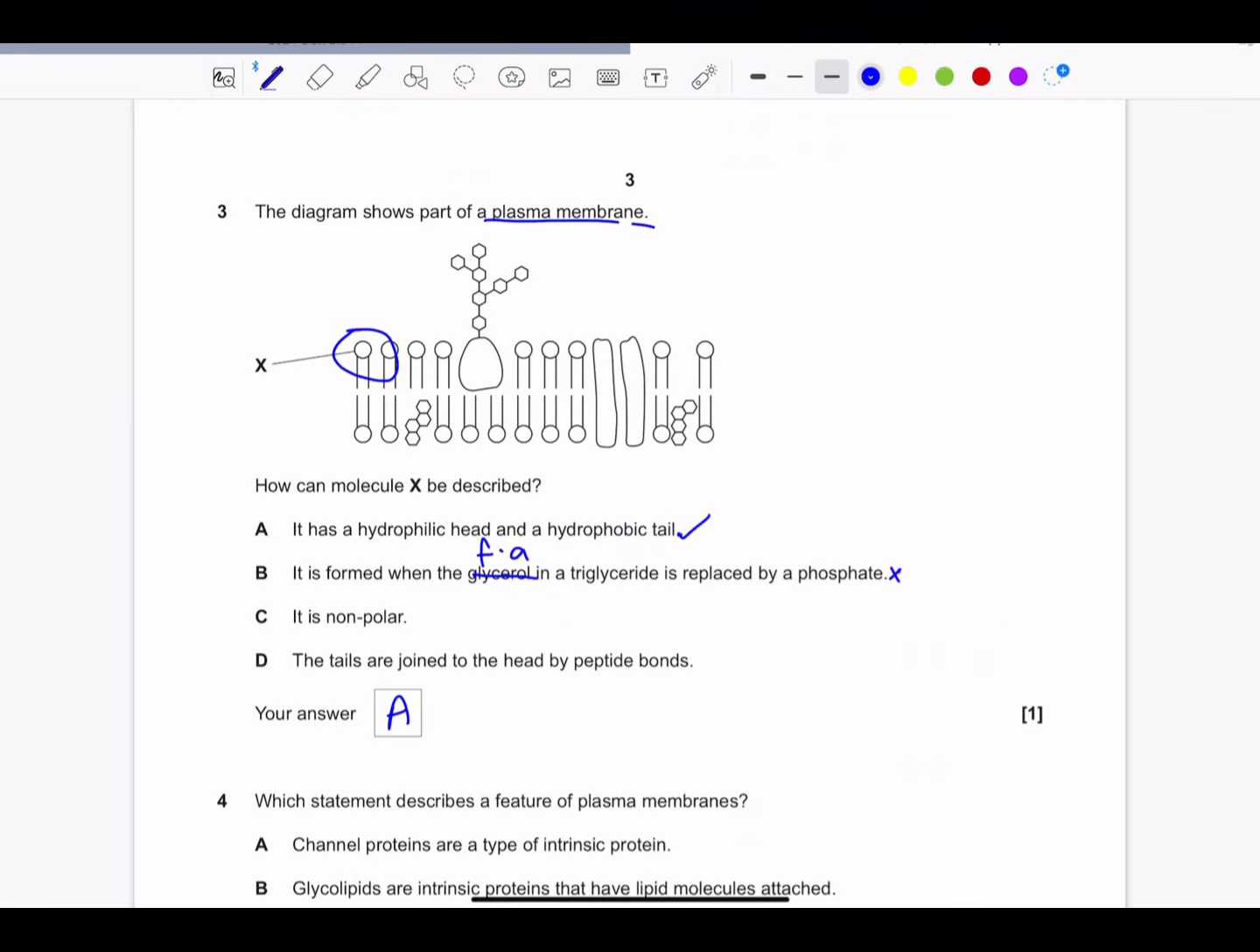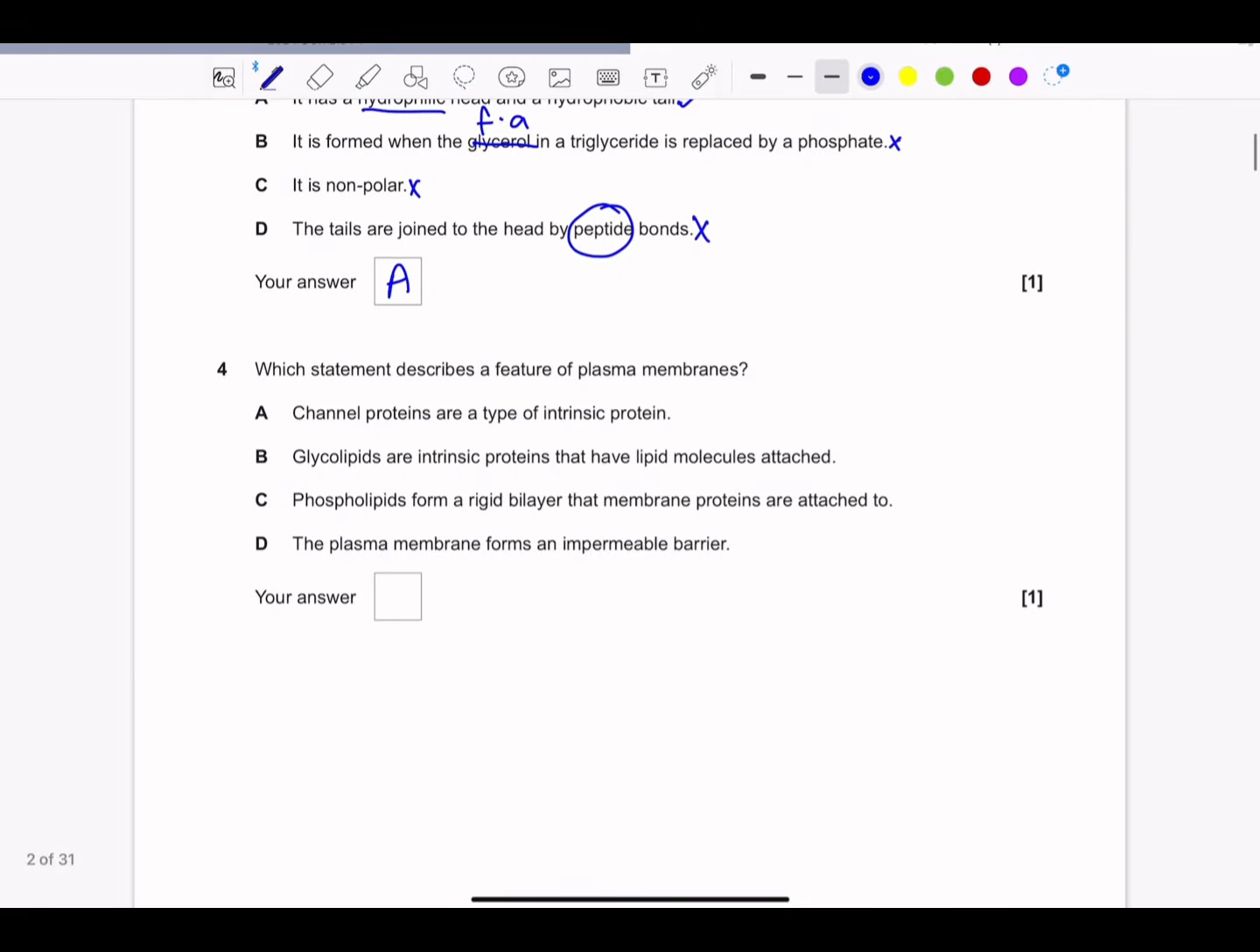It is non-polar. That is not true. It is polar due to the fact it has a hydrophilic head. The tails are joined to the head by peptide bonds. Absolutely not. Peptide bonds are only reserved for proteins. Question 4 is which statement describes a feature of the plasma membrane? So channel proteins are a type of intrinsic protein. That is true, so that would be the answer.